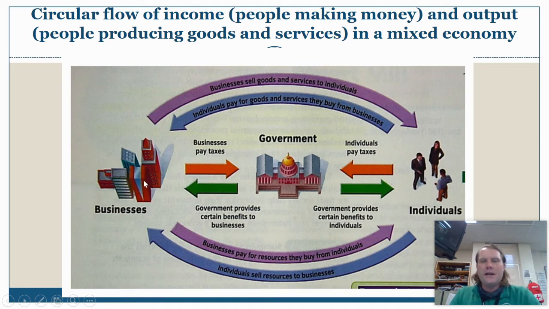Government also buys stuff from businesses. Probably the biggest example is the military, right? The military hires businesses to produce stuff for them. And the businesses also pay taxes, which is going to affect how much money they can pay their workers, et cetera, et cetera. So the government plays a role in how much money is going to flow through the economy. It's a pretty simple dynamic.